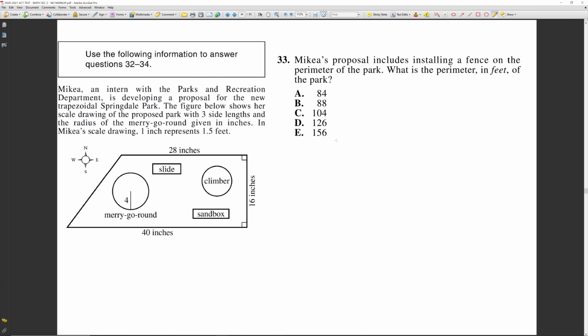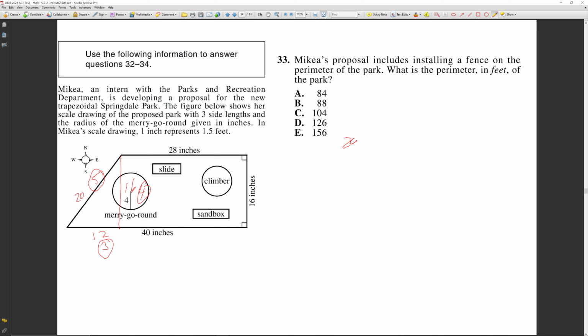Awesome. Using the same diagram, number 33, Micah's proposal includes installing a fence on the perimeter of the park. What is the perimeter in feet of the park? So I have to add all the sides together, so I still have my triangle here. Once I draw in the triangle over here, something very interesting happens. I know that this side is 16 and this side is 12, so this is another special triangle. This is a 3, 4, 5 triangle. So this is the shortcut I could use. I multiply everything by 4. So 5 times 4, that means this side is 20.